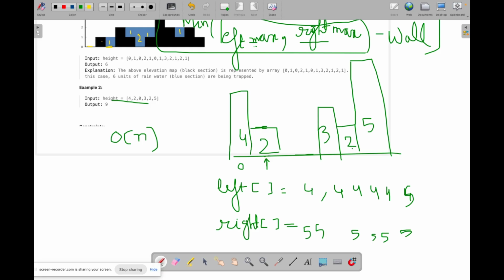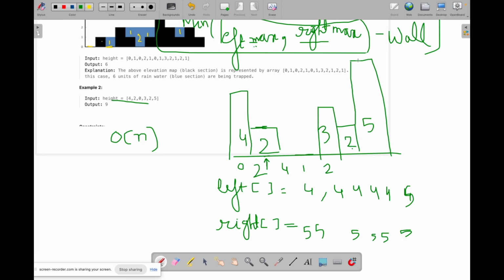Then it will come to index 1. Minimum of 4 comma 5 is 4, minus height of the wall, which is 2. So 4 minus 2 is 2. Again it will come to this index, minimum is 4, and I will subtract the height of the wall, which is 0. So 4. And then at this index, minimum is 4, and height of the wall is 3. So 1 unit. Minimum 4 comma 5 is 4, and height of the wall is 2. So 2 unit.